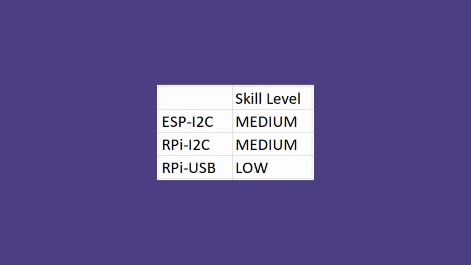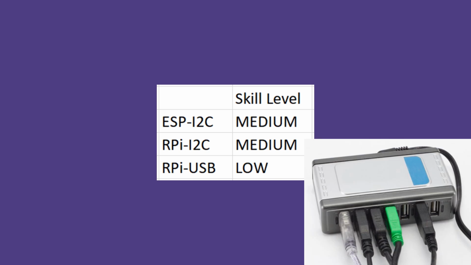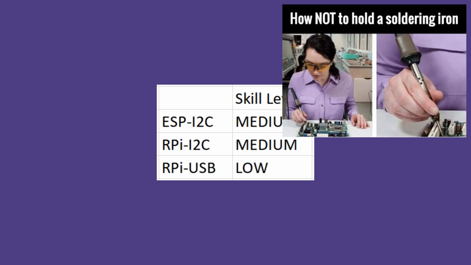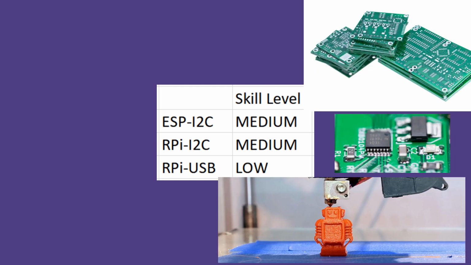The way I evaluate this is by number of skills needed to build the rig. Low means everything is pre-built and you just need to connect them together. In this case, Raspberry Pi USB just needs you to plug in the power, the USB hub and the Arduinos. Medium means more skills are involved. For example, soldering is needed when working with I2C. That is also a high difficulty which I think involves PCB design, SMD component soldering, 3D printing, etc.